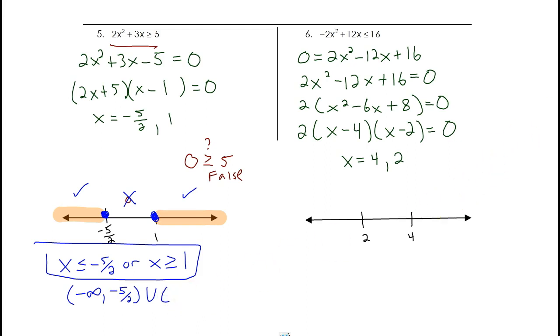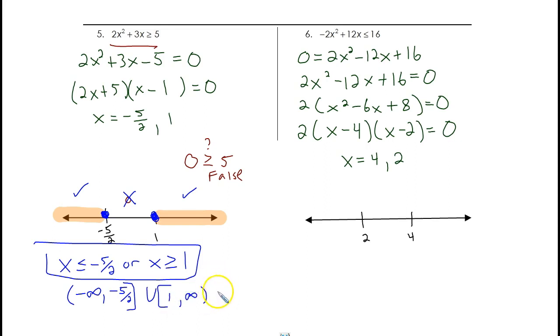Oops, that should be a bracket, shouldn't it? If anybody caught that, good catch. So that's a closed circle. This should be a bracket here. And we've also got a closed circle over here and a greater than or equal to, so that should also be a bracket on the 1.